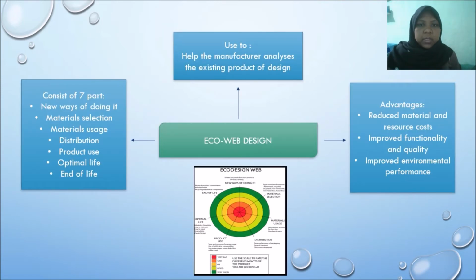The eco design web is used to help manufacturers analyze the existing product design. It consists of 7 parts, which is new ways of doing it, material selection, material use, distribution, product life, product use, optimal life, and also end of life. This is the example of the eco-design web, where we put the score inside here to ensure whether it's good or not. The advantages of using this eco design web are reducing material and resource cost, improving functionality and quality, and also improving environmental performance.